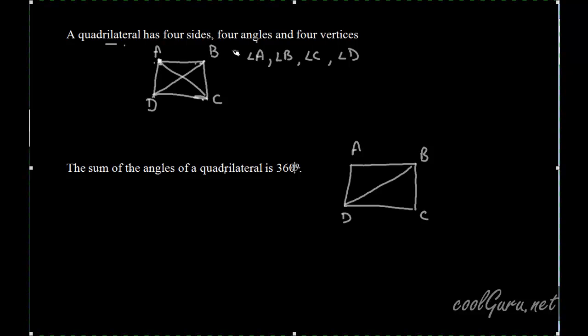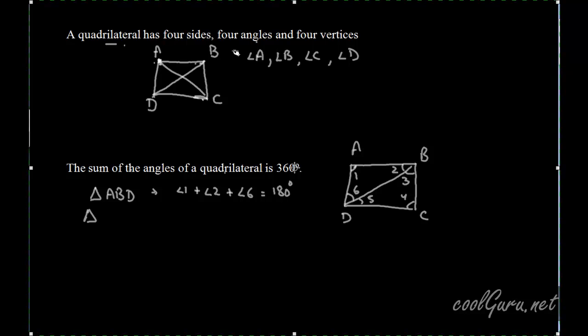And we know the property of triangles, that the sum of interior angles of a triangle is 180 degrees. Now let this angle A be 1, this is 2, 3, 4, 5, 6. So we have to prove that the sum of these angles A, B, C, D is 360. Now in triangle ABD, we know that the sum of interior angles is 180. Therefore angle 1 plus angle 2 plus angle 6 is equal to 180 degrees.